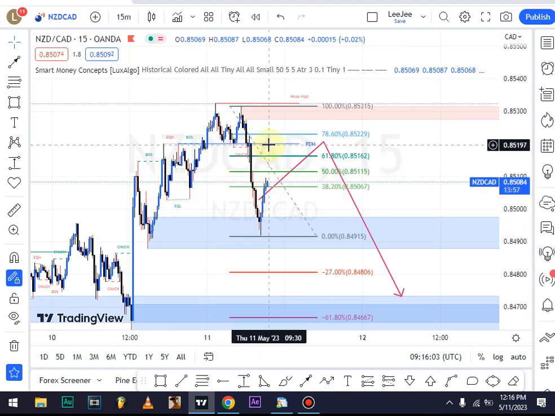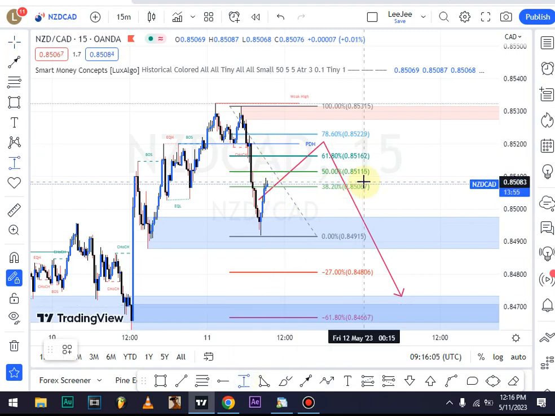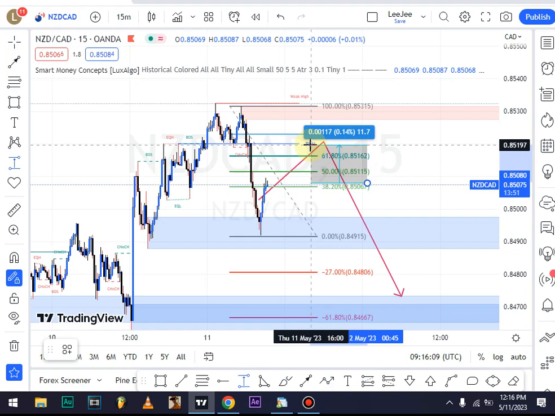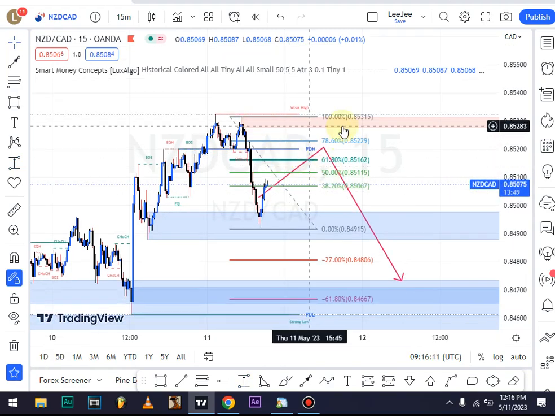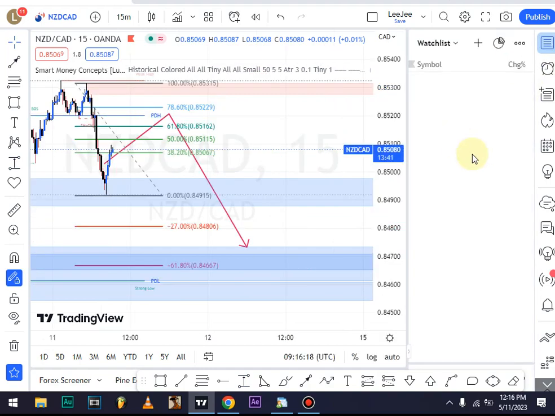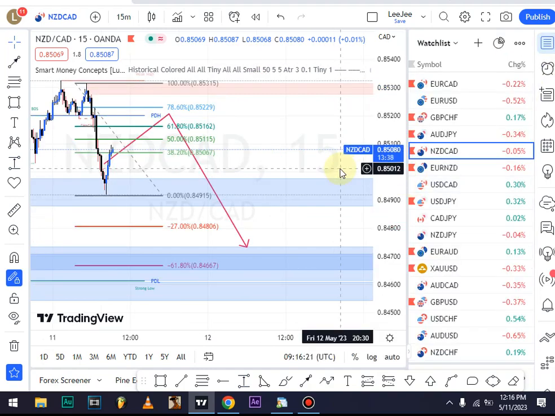Let me see how many pips. Probably up to 11 pips. From there, if I see rejection, then I'm going to get in for sells and ride this wave maybe to that previous zone. Should be easy. All right, 27 pips, not bad, not bad.